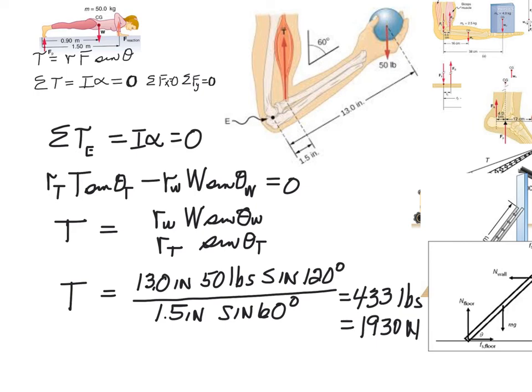And then I did the algebra, and I got this. This factor goes over there, and then I divide by RT, and I divide by sine of theta T. And so there's the 13 centimeters, there's the 50 pounds. And notice this is a little tricky. The forearm is this way, and the force is down, and so it's the angle between here and there. So from here down to here ends up being 120 degrees.